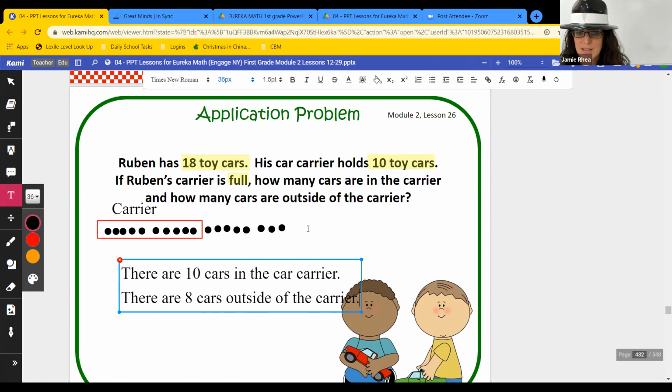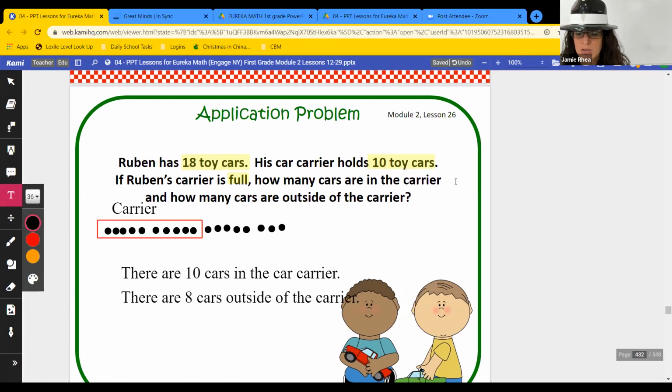So let's see, did we answer the questions? How many cars are in the carrier? There are 10 cars in the carrier. How many cars are outside of the carrier? There are 8 cars outside of the carrier. And we did that by drawing out 18. We framed 10, and then what was outside of our frame. So detectives, did you solve this? Yes, we did. That means we are ready to go to our next thing.